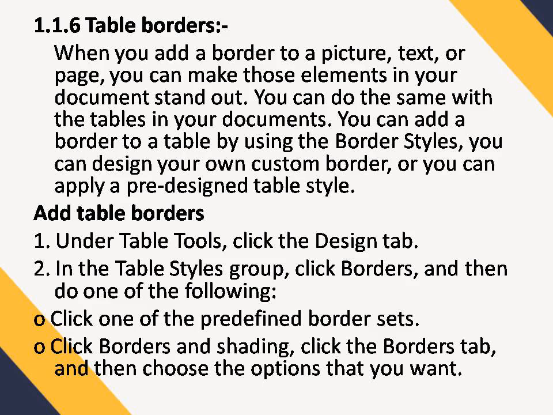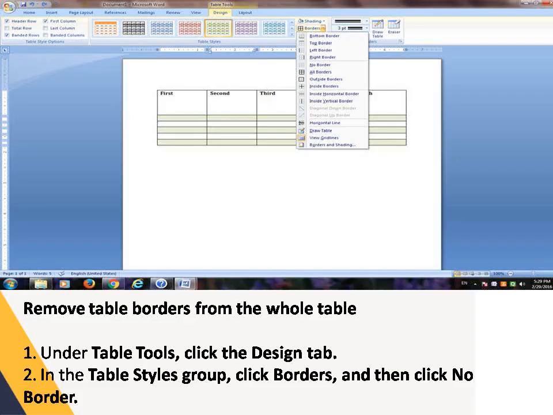How we can do that? Let's study that. Add table borders. First, under Table Tools, click the Design tab. Second, in the Table Styles group, click Borders, and then do one of the following. Click one of the predefined border sets. Click Borders and Shading. Click the Borders tab and then choose the options that you want. Here is the picture showing the same, how you have to select the borders. You can see so many options are there under border.